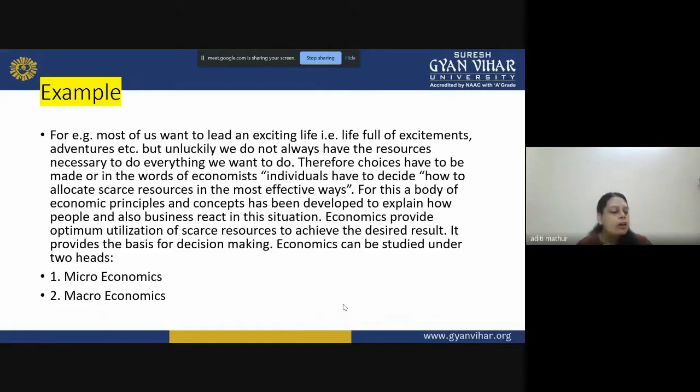So if all of a sudden you come to know that you are out of the raw materials, and there is a big contract standing in front of you, and you have to accomplish it, and you need the resources right now. In what sense does the company react? That is also studied in these types of situations. Economy provides optimum utilization of scarce resources to achieve the desired result.